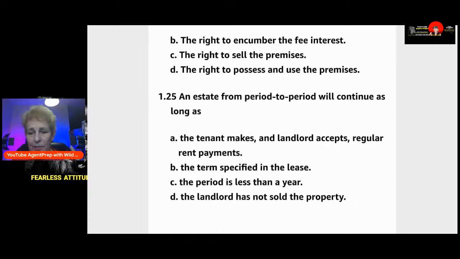Yes, like Deb, Tanya, Inga, Asia, Cindy, awesome. You get that, Sophia? The tenant makes and the landlord accepts regular rent payments, so it continues on. If there was a written lease and it expired after 12 months, leases usually have a clause that should the tenant stay and the landlord continue to receive and accept the money, and the tenant continues to pay, then it converts to a month-to-month lease until one or the other decides to terminate.